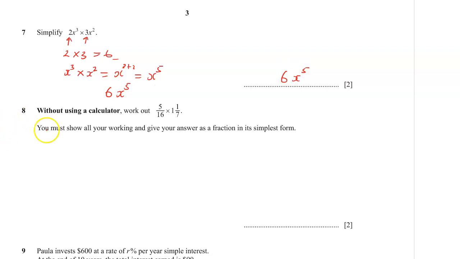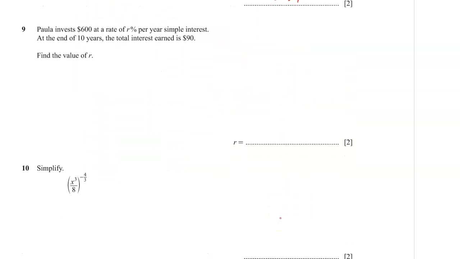Number 8, without using a calculator, work out this. To work this out, get the improper fraction of this mixed fraction. So 7 times 1 is 7 plus 1 is 8, so it will be 8 upon 7. Now you get 5 upon 16 times 8 upon 7. We are not using a calculator. 8 divided by 8 gives 1, and 16 divided by 8 gives 2. So 5 times 1 gives 5, and 2 times 7 gives 14. The answer is 5 upon 14. That's our answer right there.